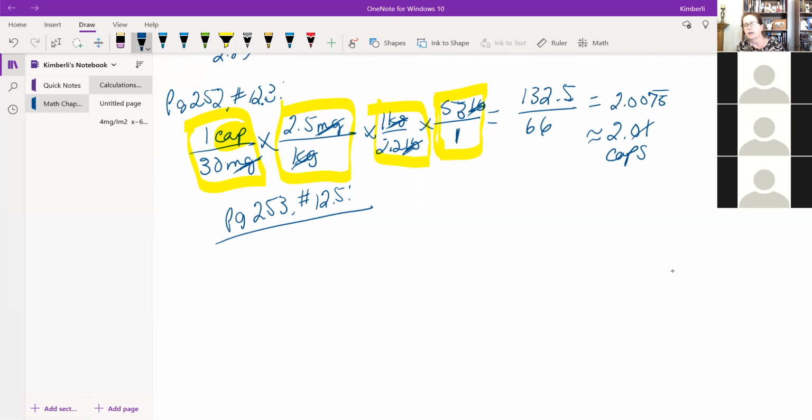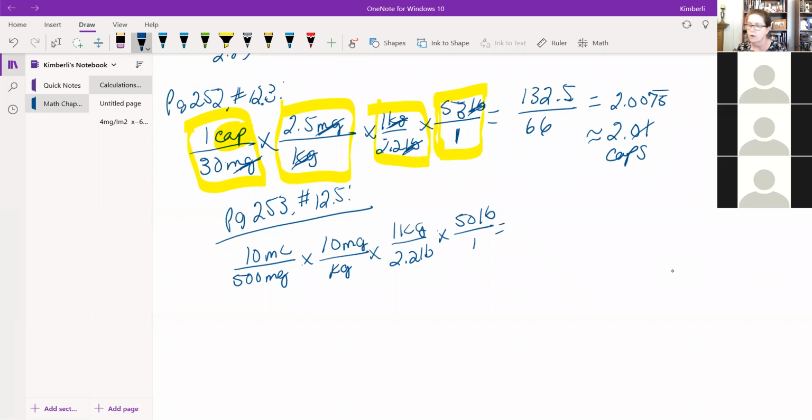The 100 milliliters does not count in our calculations. That's just the size of the bag that we're going to put it in. So then it gives you the whole thing. We want to know how many milliliters we're going to add to the bag. So 10 milliliters gives you 500 milligrams. That's the strength of your reconstituted solution. We want 10 milligrams per kilogram, and I already know that's per dose, so I'm going to leave that off. Here's my conversion factor. 1 kilogram is 2.2 pounds, and the patient weighs 50 pounds. And I'm just going to put that over 1.